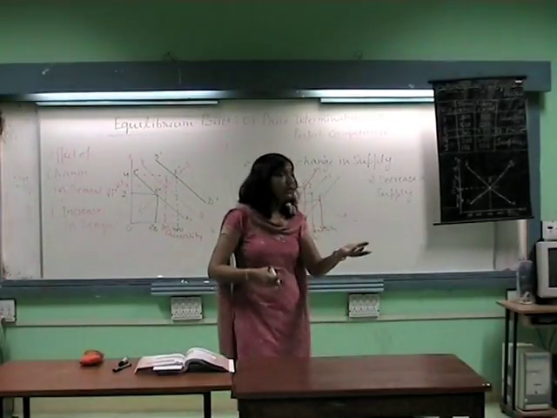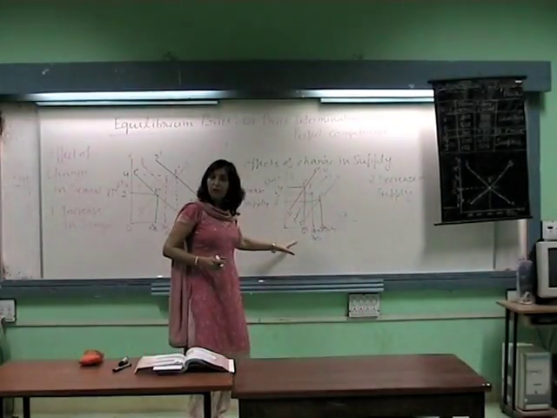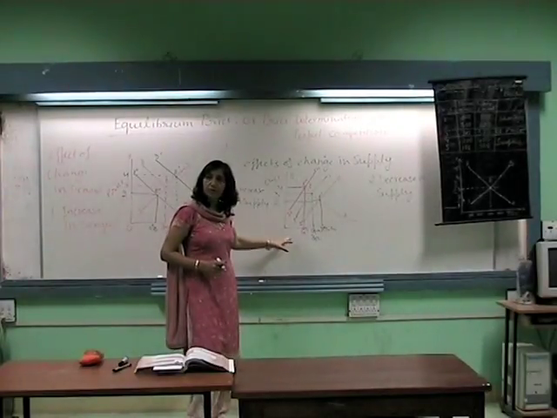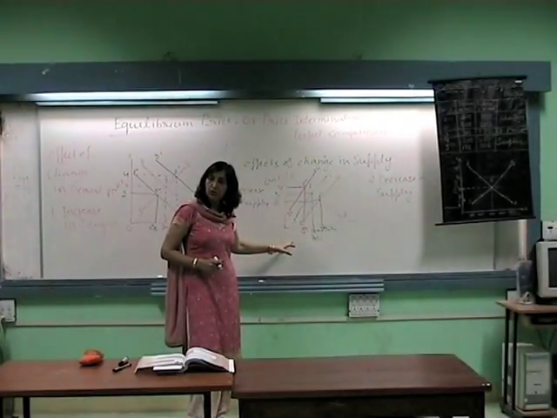So because of both, the equilibrium quantity has fallen and it has come down from 300 to 200.